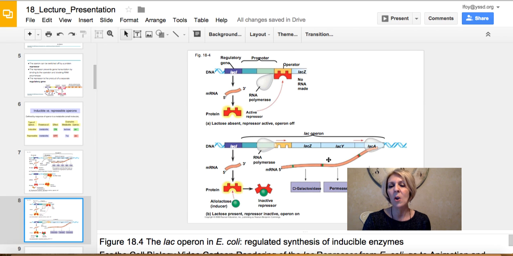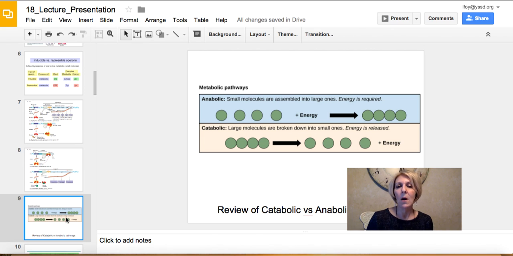And these genes are going to be coding for enzymes that are going to break down lactose. And here's one right here. Beta-galactosidase is one of the enzymes that's needed to break down lactose. So those are the way that operators work.